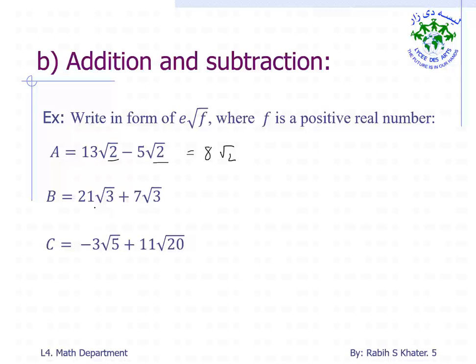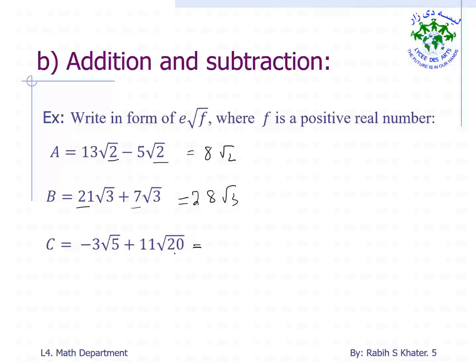As simple as this. Again, in B we have the same radicands, so we can add coefficients directly to get 28 radical 3. Now in the third example, we notice that we don't have the same radicand, so we have to try to write one of the radicands in the form of the second one.